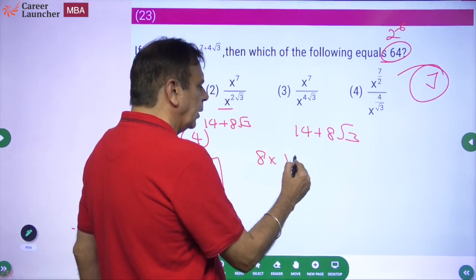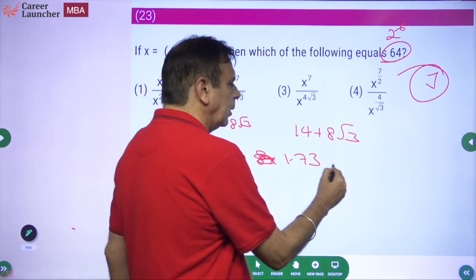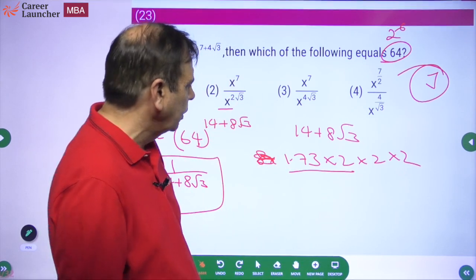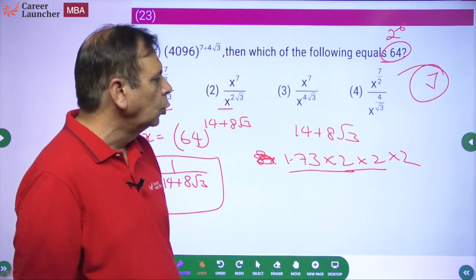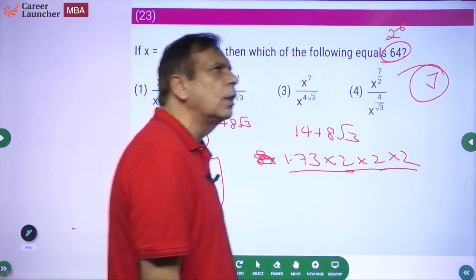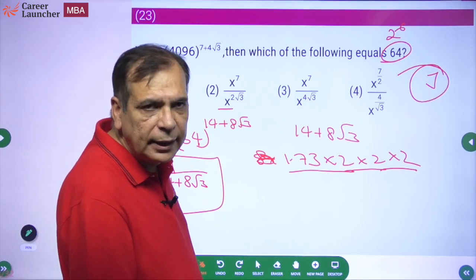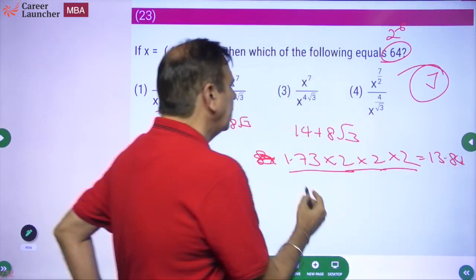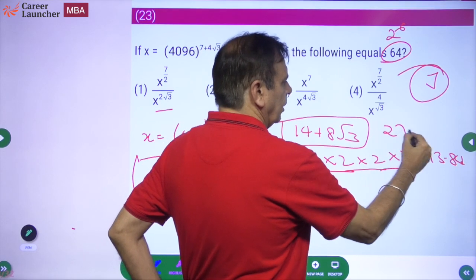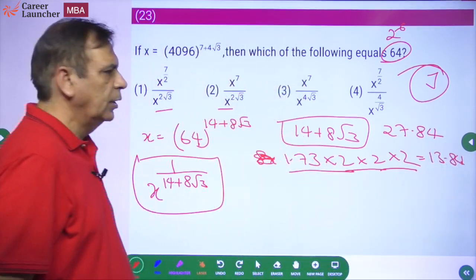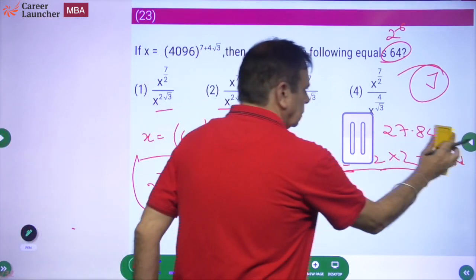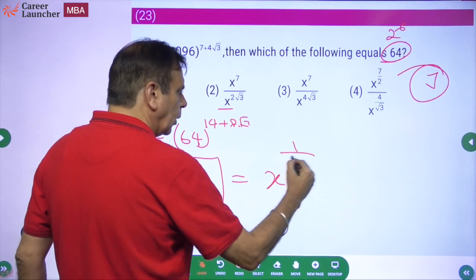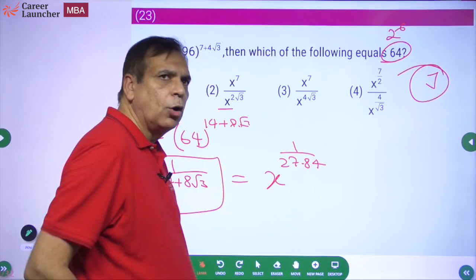So 8 into 1.73 is nothing but, instead of 8, I will say into 2 into 2 into 2. 1.73 into 2, 3.46. 3.46 into 2, 6.92. 6.92 into 2 will be 6 into 2, 12, 92 into 2, 184. So 13.84. So how much does this become? 27.84. Is this okay? Now, if this is 27.84, can I say what I'm looking for is x raised to power 1 upon 27.84?